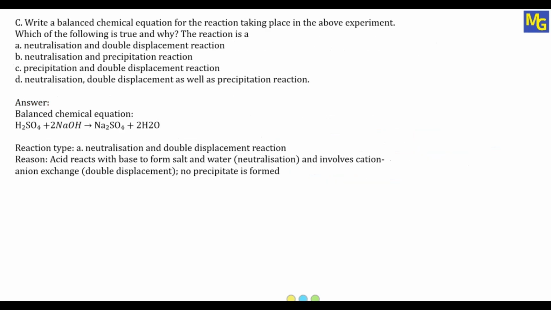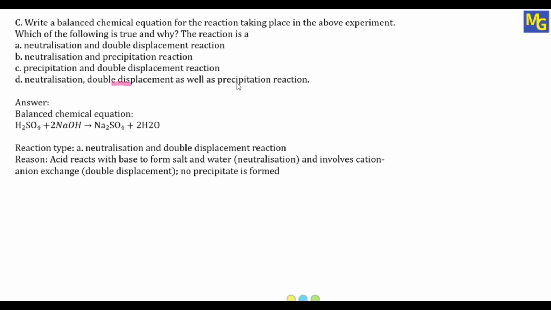Now here, C, we will see option C, which is very easy. Write a balanced chemical equation for the reaction taking place in the above experiment. Which of the following is true, and why is the reaction so? Here they have given 4 statements. You have to see which statement is true for the above reaction. The statements are: neutralization and double displacement; neutralization and precipitation; precipitation and double displacement; neutralization, double displacement as well as precipitation.